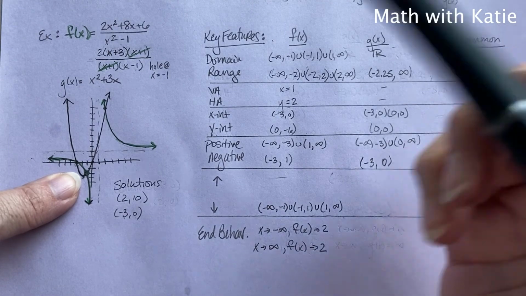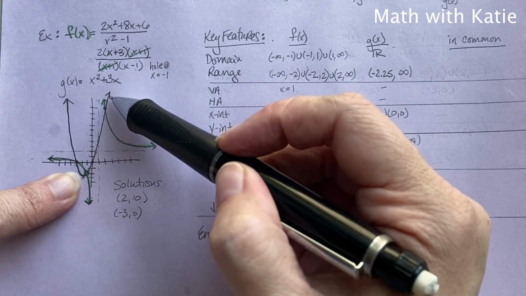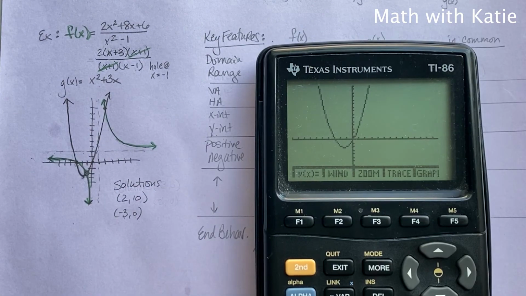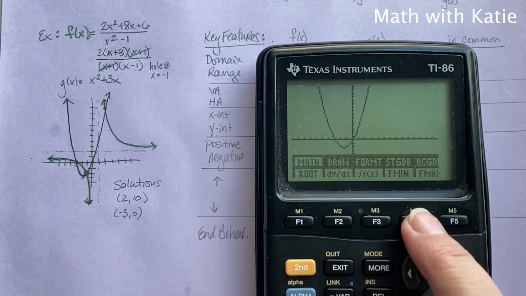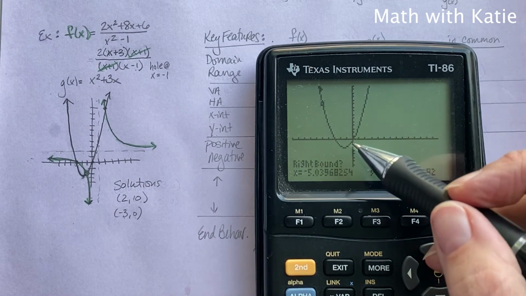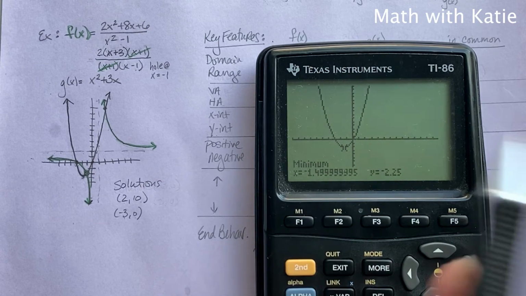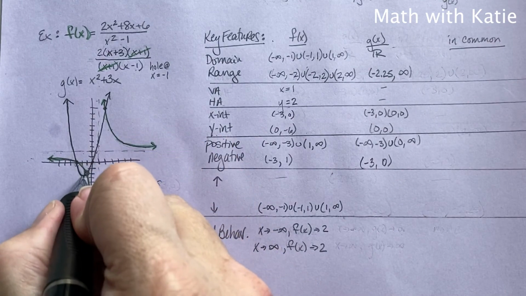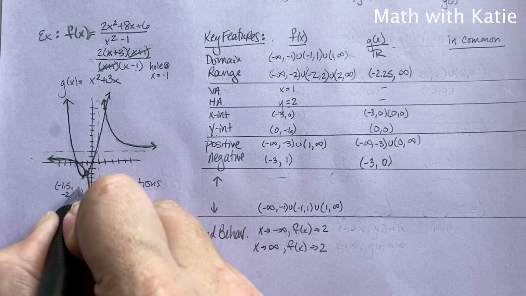Where is our function increasing? It's decreasing here, it turns here, and then it increases again. I forgot to write down what the x value is of our vertex, so we'll just redo that real quick. So f min, because it's a minimum value vertex. Left bound, yes. Right bound, let's just say 0. And guess. So -1.5. Let's write that here. This is (-1.5, -2.25), our vertex.